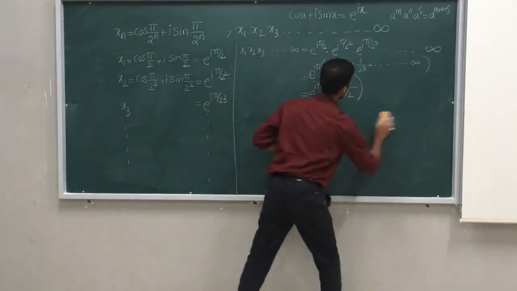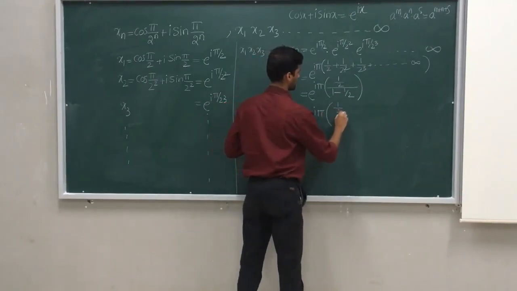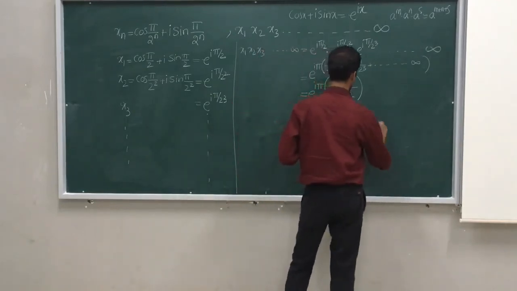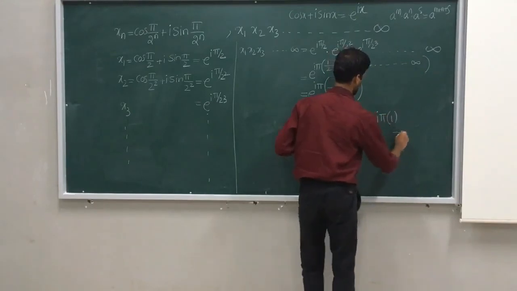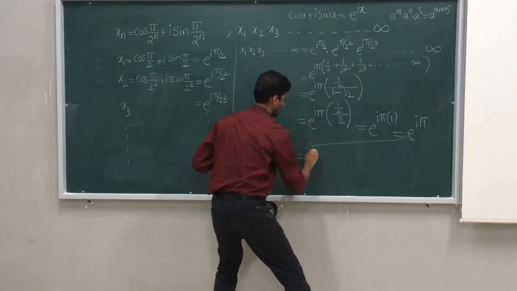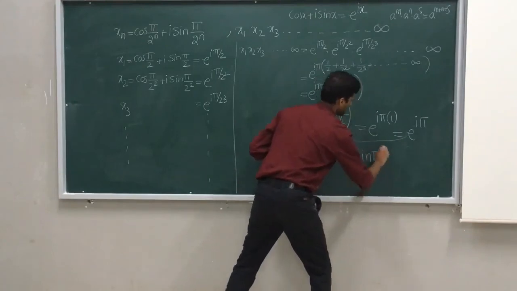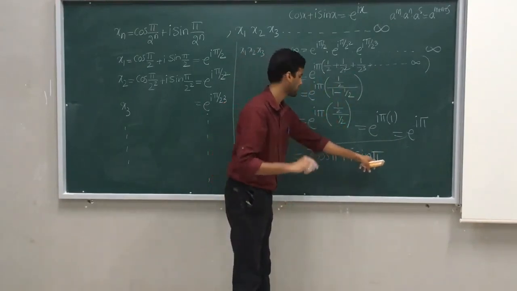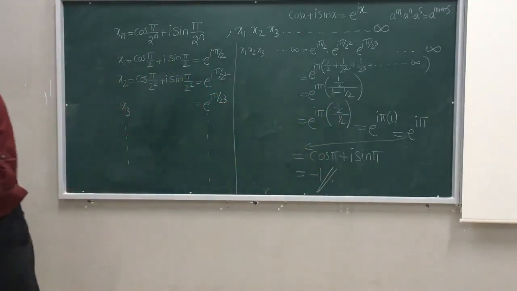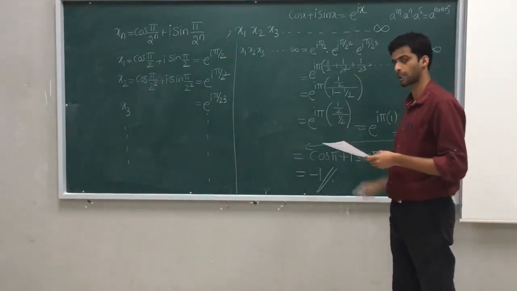Therefore I wrote it as e power i pi times (1 by 2) divided by (1 minus 1 by 2). Therefore 1 by 2 divided by 1 by 2 is 1. e power i pi into 1 is e power i pi. And how to write e power i pi? It is cos pi plus i sin pi. We know that sin pi is 0, so cos pi is minus 1. Let me check the answer. Is there any option? Yes, option B is the right answer for this particular question.